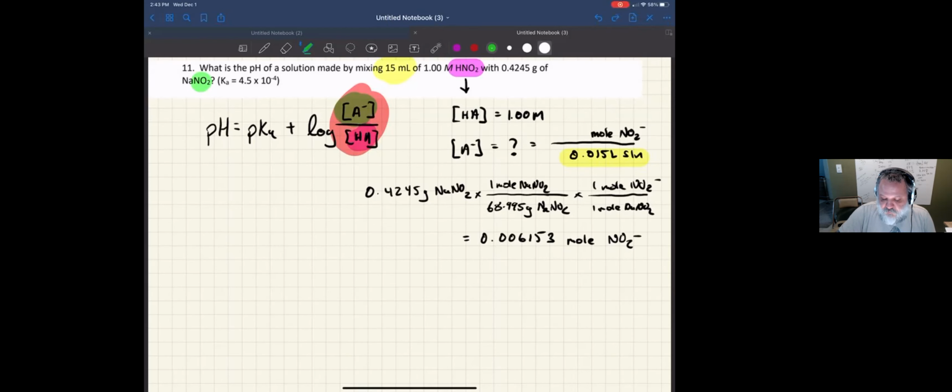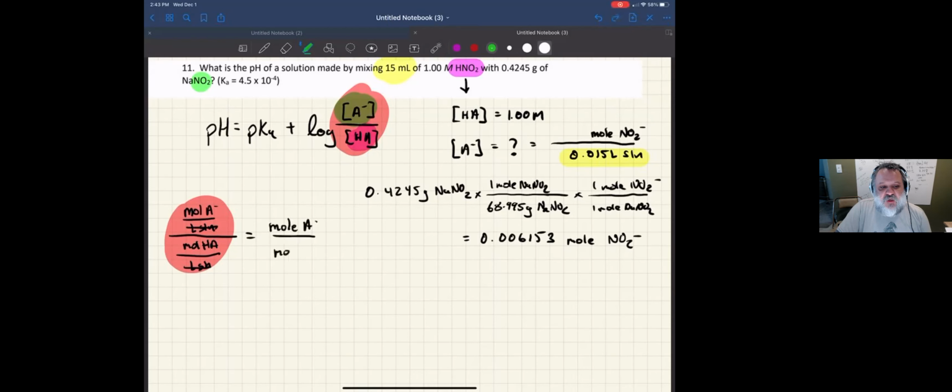But there's one thing that I want to point out. And what I want to point out is that if I take that ratio, then I get moles of A minus over liters of solution divided by moles of HA over liters of solution. Now it's in the same solution, so the volume of the solution is the same. So that ratio simplifies to moles of A over moles of HA.